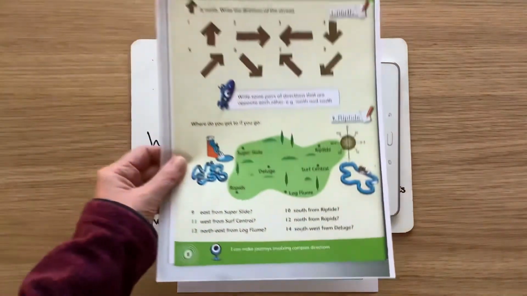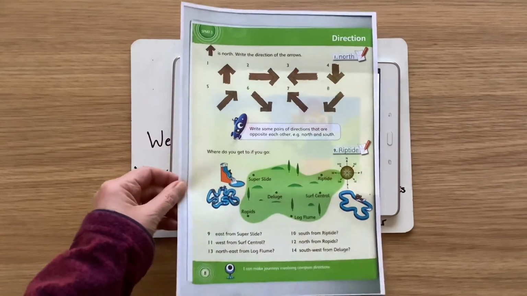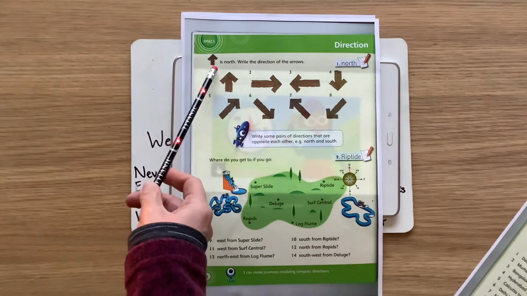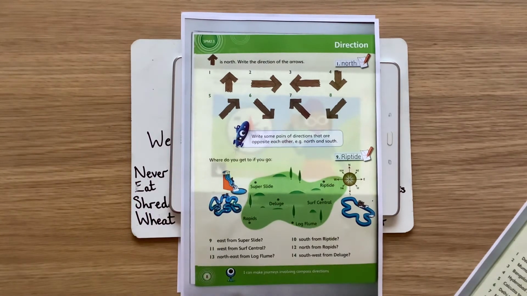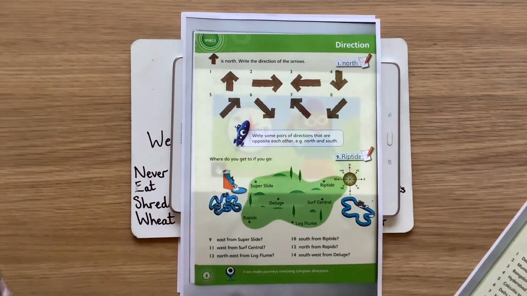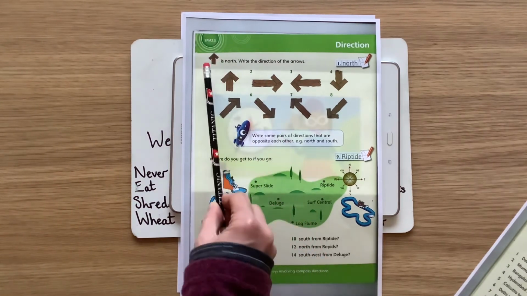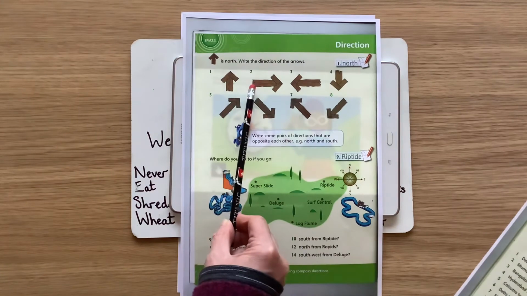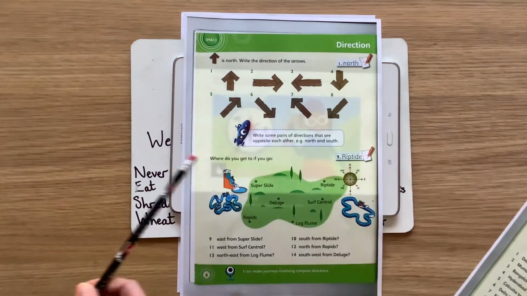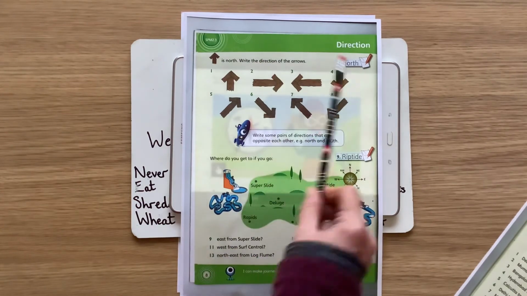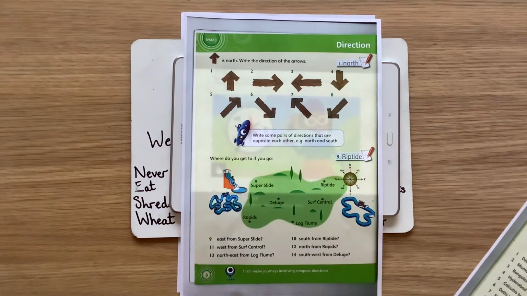Now, for today's written activity, you could choose perhaps to write on the page. The first thing I want you to do is think about what each of these arrows is showing us. In which direction is each arrow pointing? You can write your answer just on the page. So arrow number 1, if it's pointing straight up, that must be north. Number 2, if it's pointing to that side, well, what's that? That's going to be east. So write your answers in which direction is each arrow pointing.